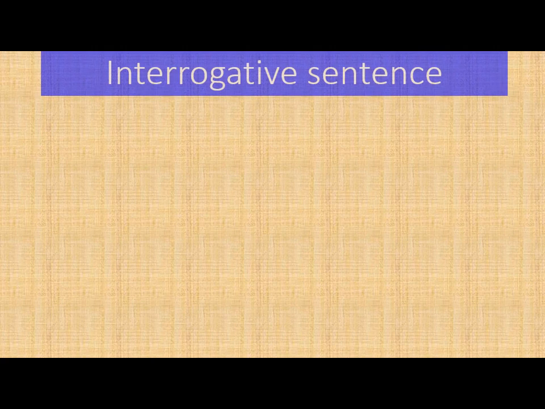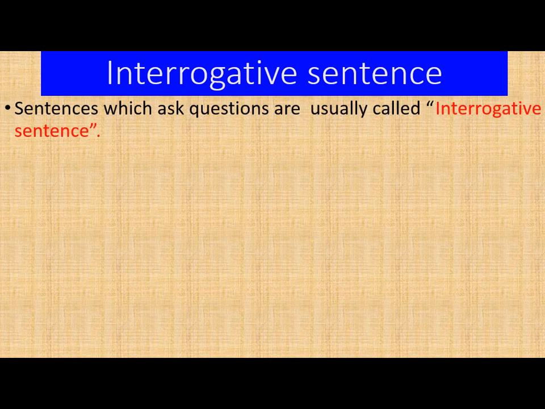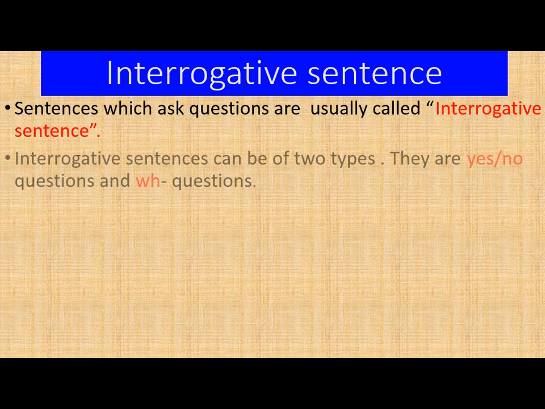Now interrogative sentence. Sentences which ask questions are usually called interrogative sentences. Interrogative sentences can be of two types. They are yes or no questions and WH questions. Remember students, interrogative sentences can be of two types. They are yes or no questions and WH questions.